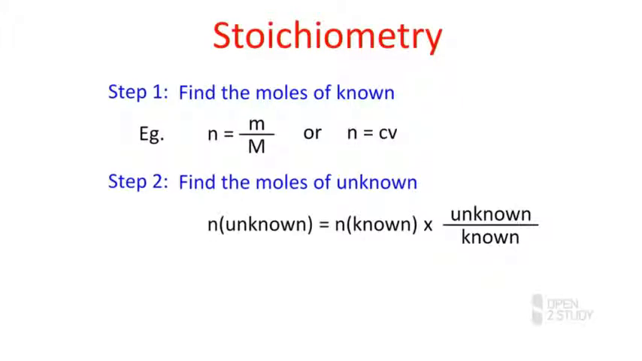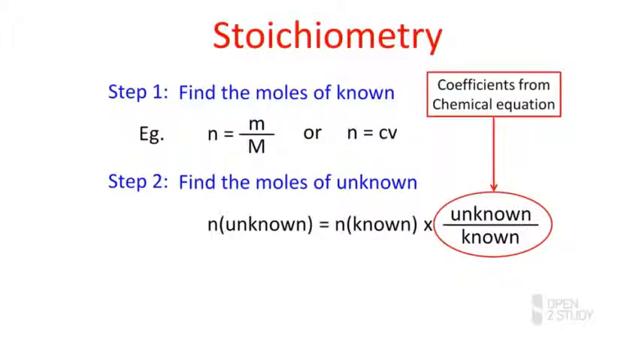Now that you've got that, the second step is to find the number of moles of the unknown substance. What's the unknown substance in your chemical reaction? It can be anything you want, any other chemical in that reaction at all. And the way that we find the number of moles of that unknown, we take the moles of the known, our first answer, and we multiply it by what I call a molar ratio. It's a simple fraction that we get from our chemical equation. All we're doing is looking for the coefficients. The unknown goes on the top, the known goes on the bottom. So coefficients are just grabbed straight from the chemical equation and they give us this simple fraction.